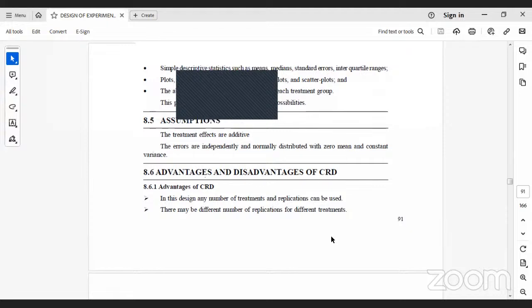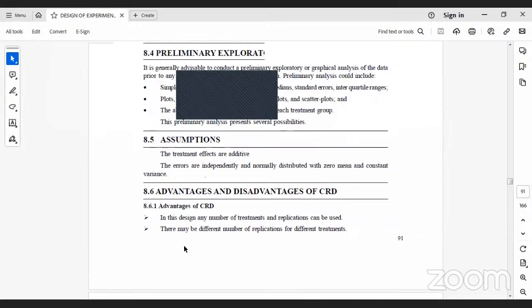What are the advantages? The most important are the advantages and disadvantages of CRD; they will ask this, I think, as a long question. Advantage of the design: any number of treatments and replications can be used. That means the number of treatments can be used as replications here. They may have a different number of replications for different treatments; there can be any number of replications for different treatments.